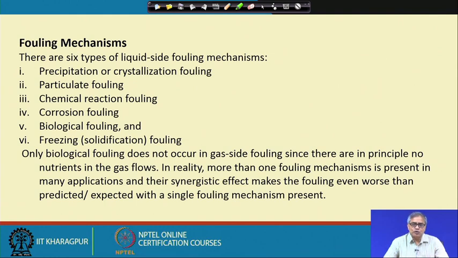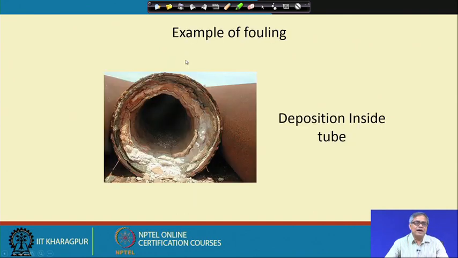Fouling may promote corrosion, and due to corrosion the surface will become rough, and that may promote further fouling. So, this could be some sort of a vicious circle kind of a thing. With this, let us go to the next slide.